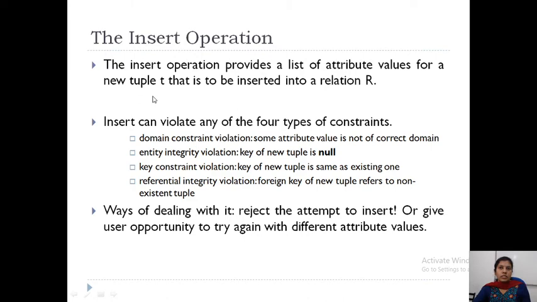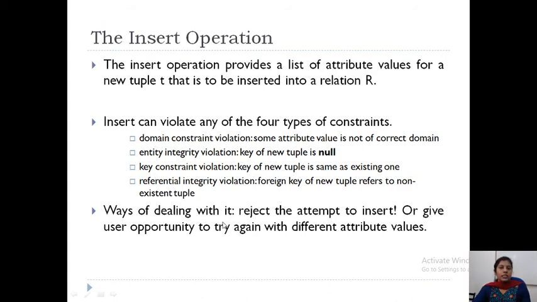Now in the case of the insert operation, it provides a list of attribute values for a new tuple that is to be inserted into a relation R. You are assigning values to the attributes and inserting that into a relation schema. Now, insert can violate any of the four types of constraints: domain constraint, entity integrity, key constraint, and referential integrity. All these constraints can be violated during an insert operation.